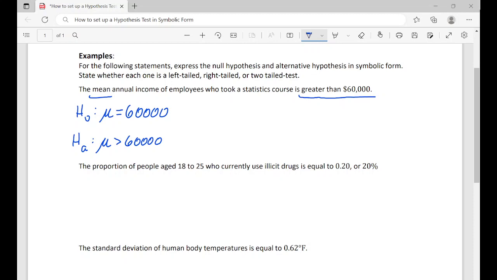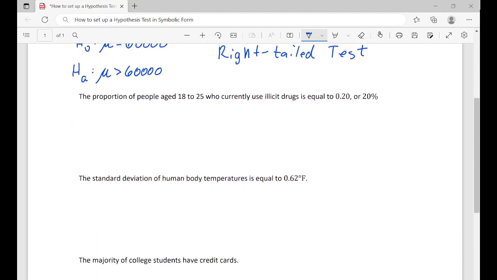two-tailed test. And we can do that by looking at the alternative right here where it says greater than, or it's pointing to the right. This means this is a right-tailed test. And that's how you set it up symbolically and how you can tell whether it's a left, right, or two-tailed test. So let's look at the next one.